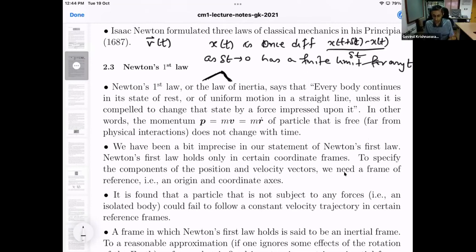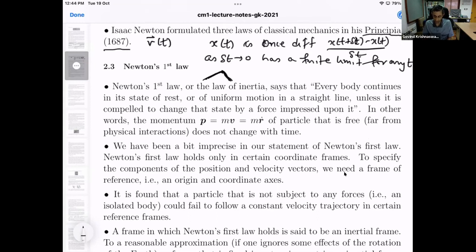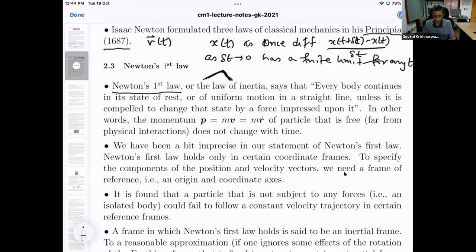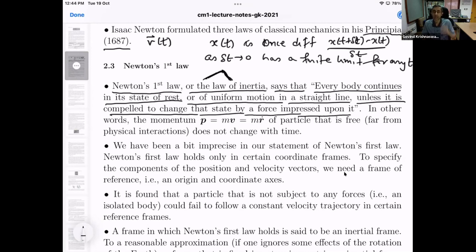Okay, let me now proceed to what we call Newton's first law. As I mentioned, this was formulated in his famous work, the Principia, published in 1687. So let me state Newton's first law. Newton's first law, also known as the law of inertia, says, loosely speaking, that every body continues in its state of rest or of uniform motion in a straight line unless it is compelled to change that state by a force impressed upon it. Okay? So this is the language of a translation from the Principia.